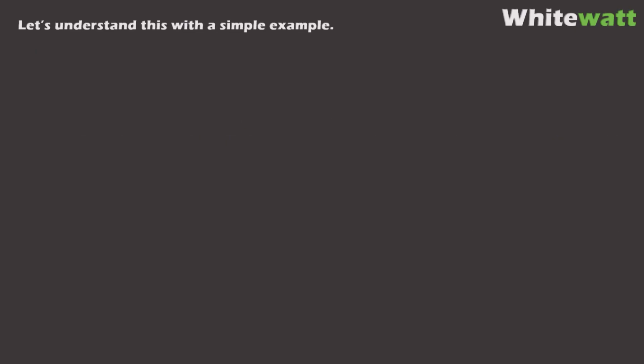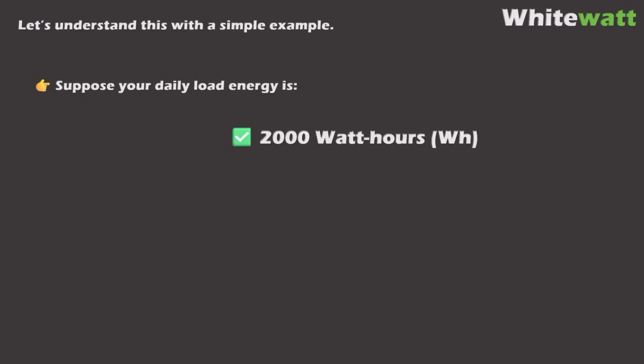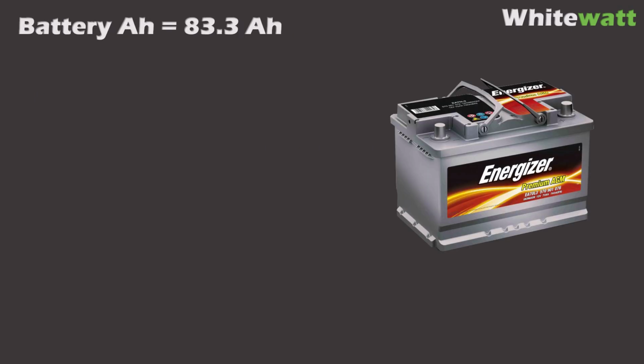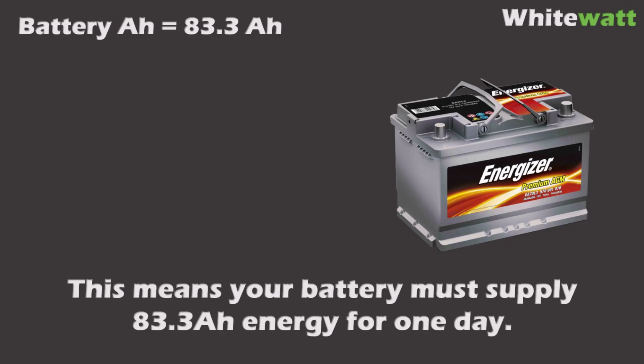Step by step example. Let's understand with a simple example. Suppose your daily load energy is 2000 watt-hour. System voltage is 24 volt. Now put the values in the formula. Battery Ah is equal to 2000 divided by 24. The answer becomes 83.3 ampere hour. This means your battery must supply 83.3 ampere hour energy per day.